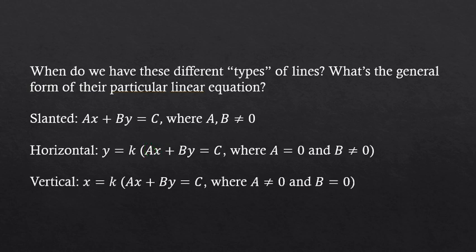And then lastly, the vertical line. Generally, a vertical line has an equation of the form x equals some constant. How do we get that from our general form here? We make sure that a is not equal to 0, and we set b equal to 0. By setting b equal to 0, we eliminate the y component of that equation.